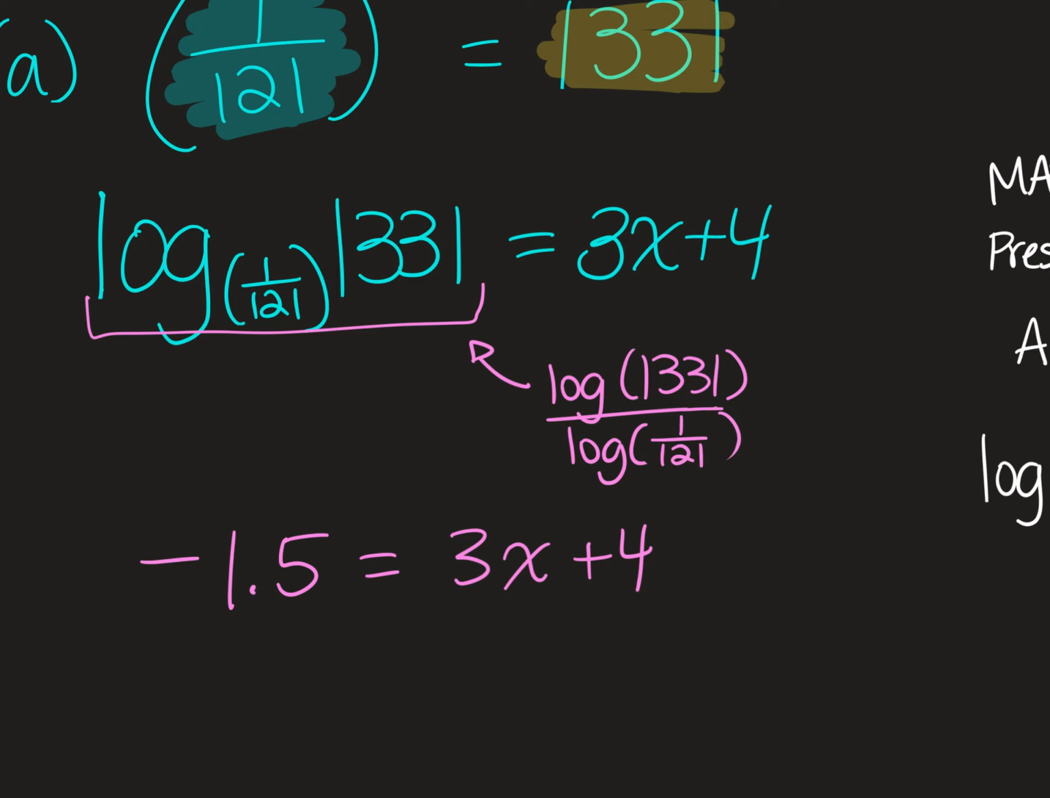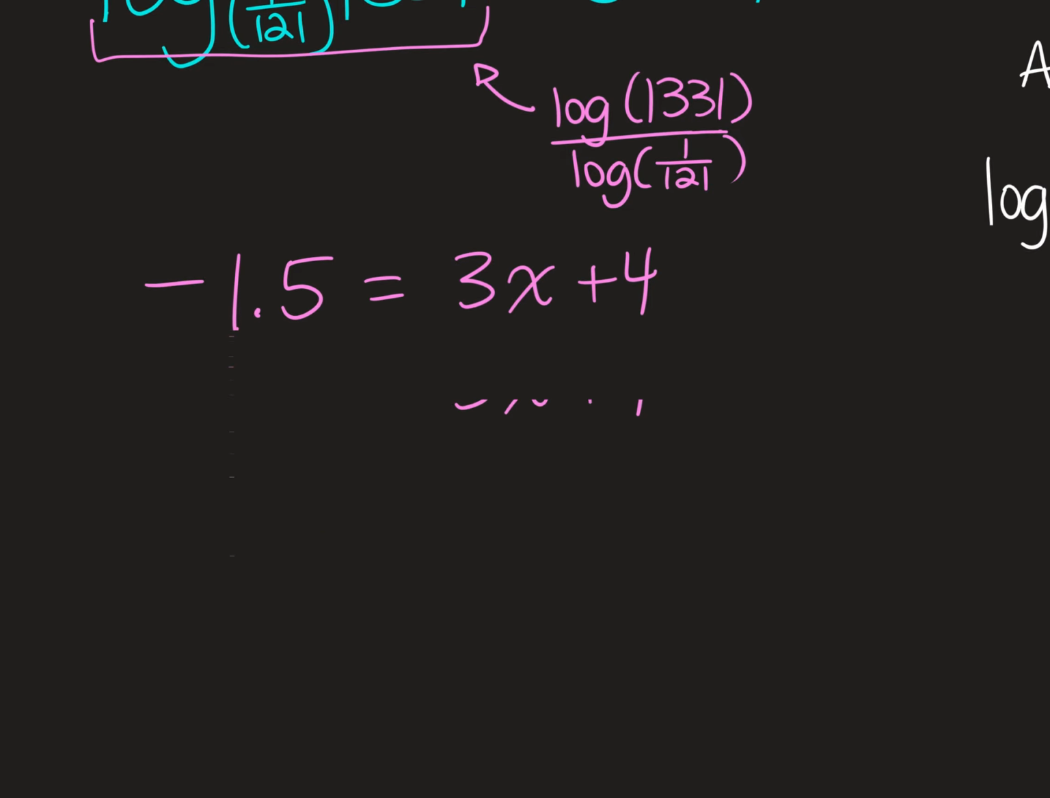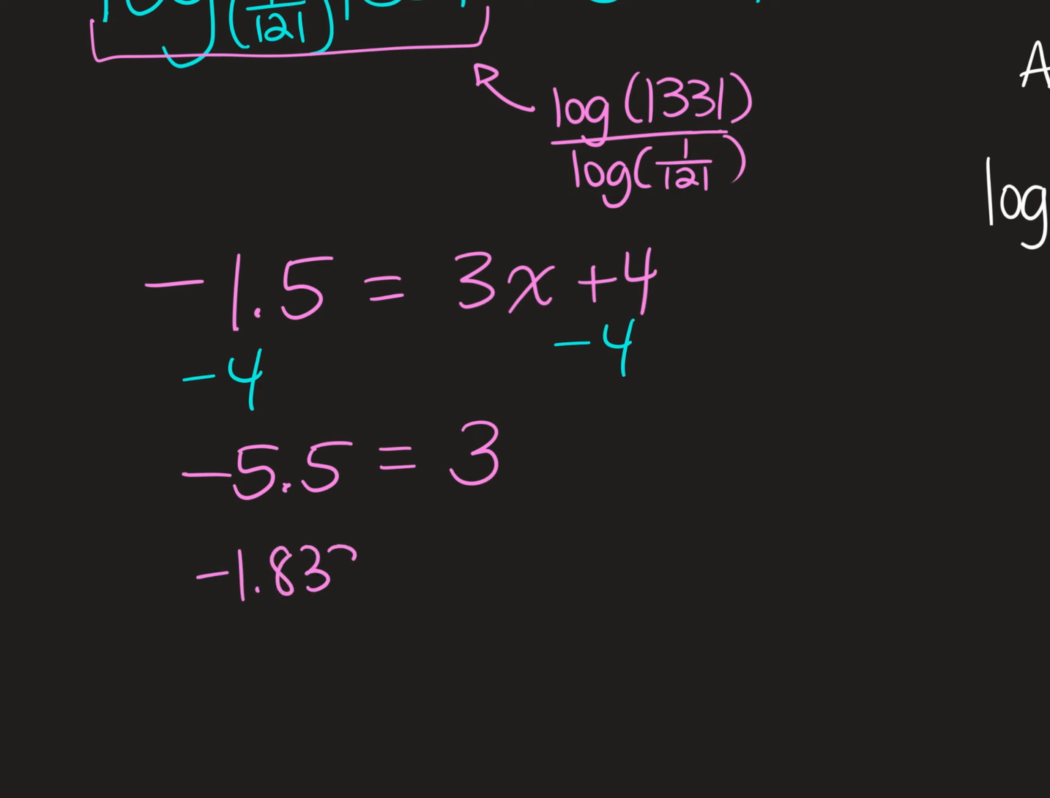So let's subtract 4 from both sides. We get negative 5.5. And then divide by 3. Now, negative 5.5 is the same thing as saying negative 11 halves. So you could say negative 11 halves divided by 3 is going to get you negative 11 over 6. But if we didn't recognize that, what is negative 5.5 divided by 3? Do you guys write that down by any chance? Okay, so negative 1.833 repeating equals x.